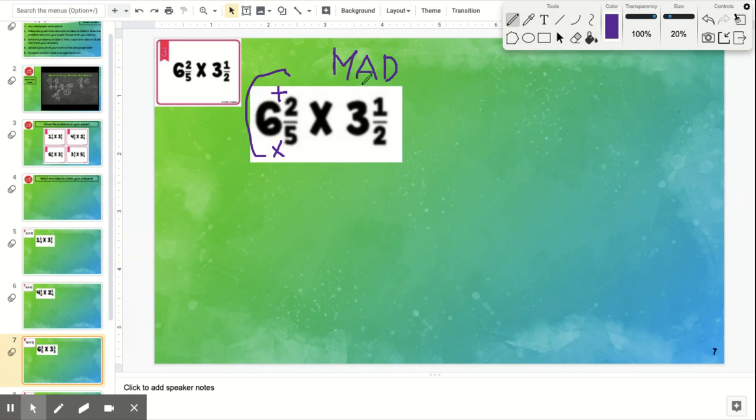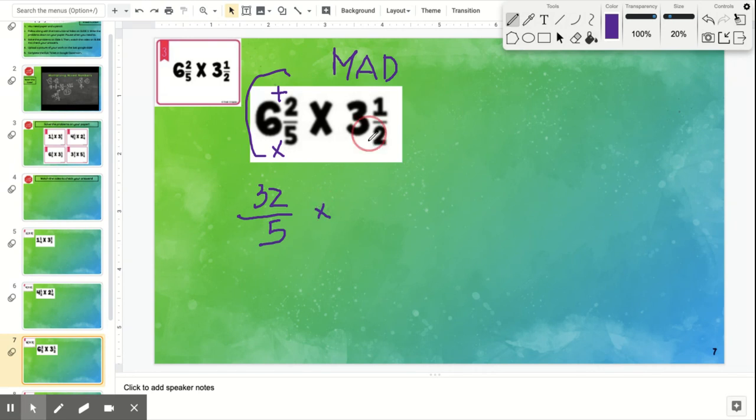So 6 times 5 is 30. A stands for add. That's your second step. So we add the numerator. 30 plus 2 is 32. And then D stands for denominator. Denominator stays the same. So it's multiply, add, denominator stays the same. So 32/5 is our improper fraction.